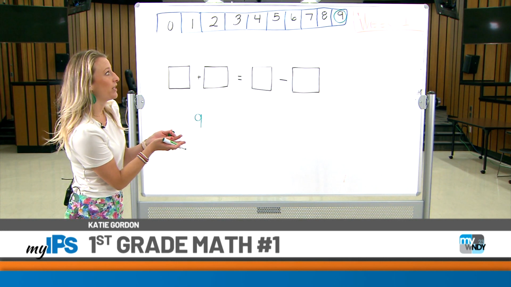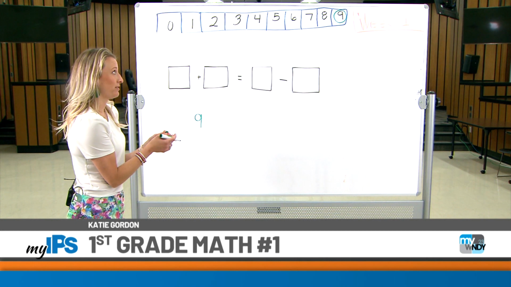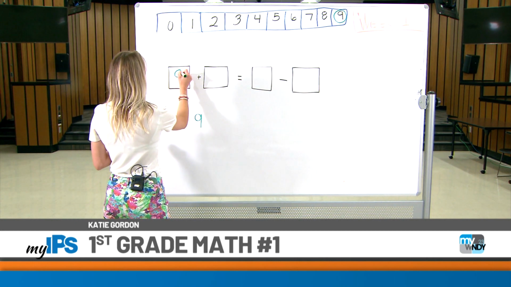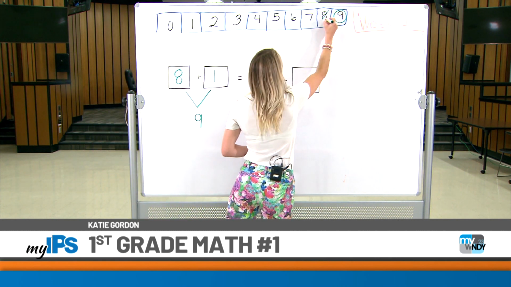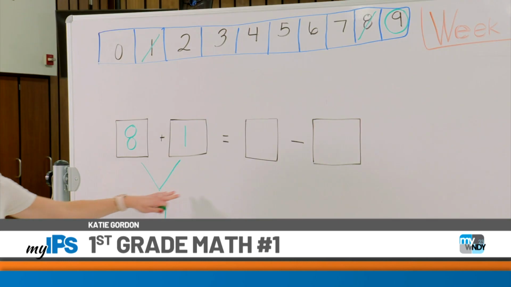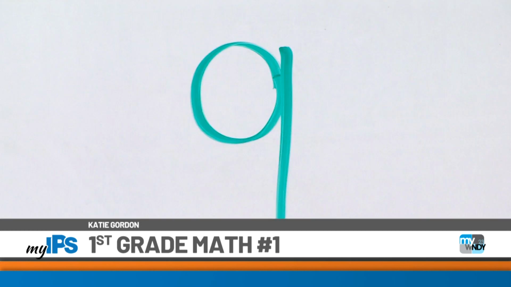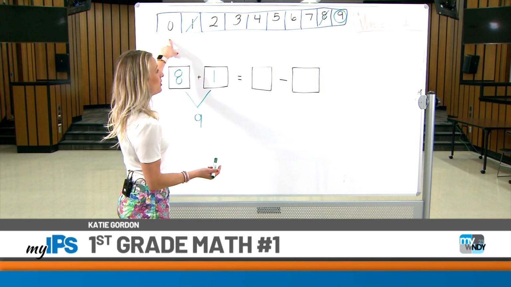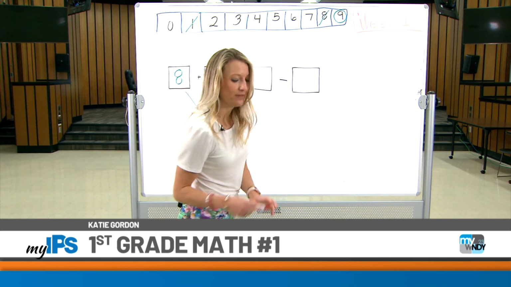You're probably thinking 8 and 1 maybe. So we could try 8 plus 1, and that's going to give me 9. Now I have to mark out 8 and 1 because I've already used those numbers. Then I have to balance the equation by finding a subtraction expression that equals 9 as well. What numbers can I use to subtract to make 9? I still have 0 available, and if I know 9 is my greatest number, I'm going to use 9.